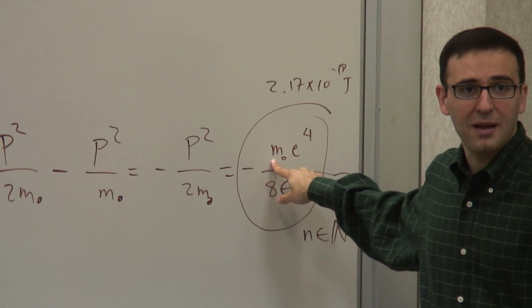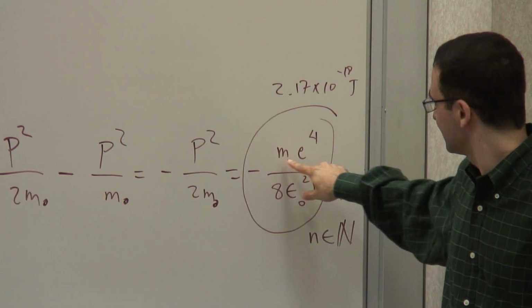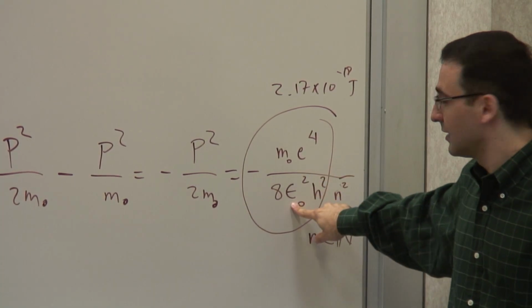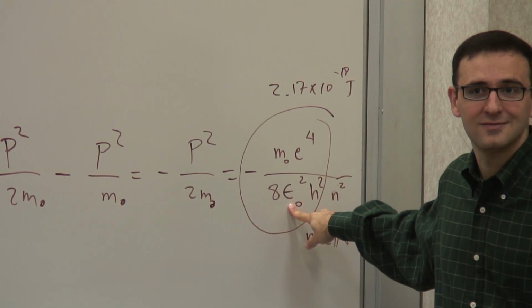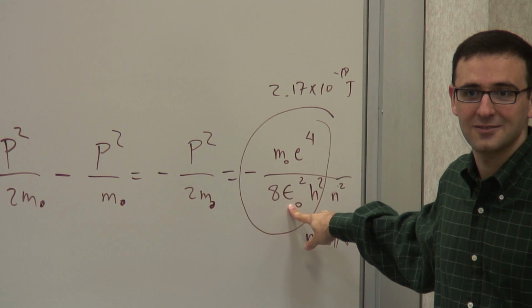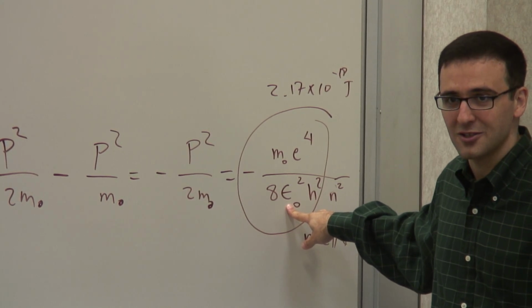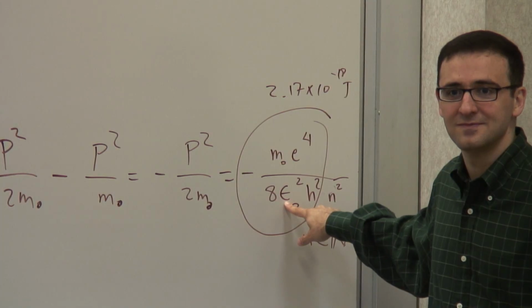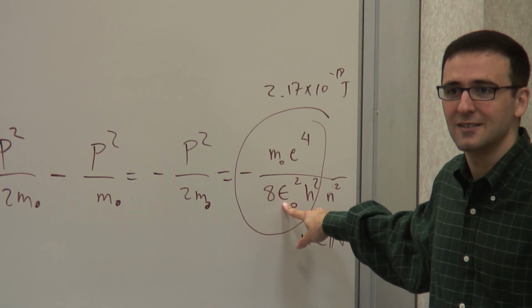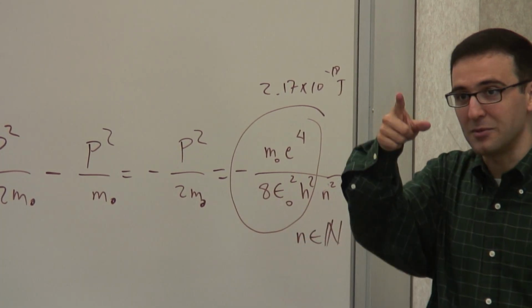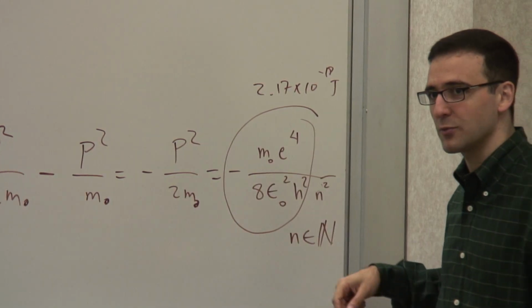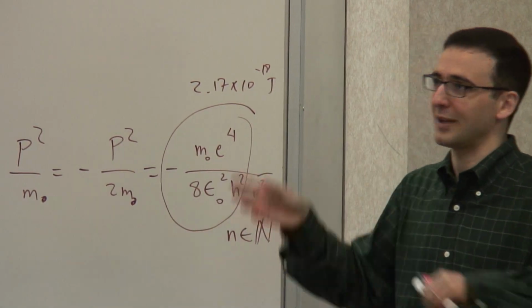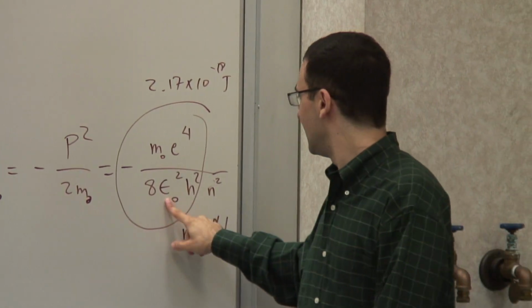But let's go through these constants, make sure that you remember them. Electronic mass, 9.1 times 10 to the minus 31. Charge, 1.6 times 10 to the minus 19. What's that epsilon? 8.854 times 10 to the negative 12, and the units are farads per meter, which is better to remember, since we don't have to convert centimeters to meters.